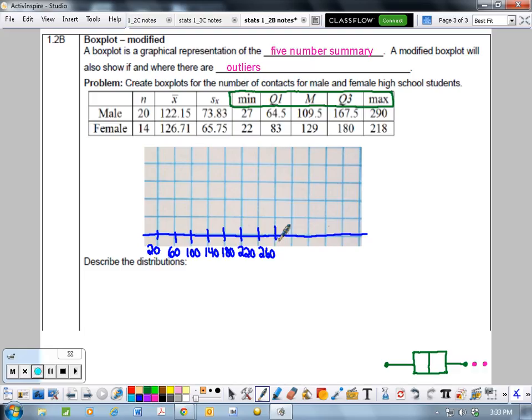260, and then 300. Now, every time we're graphing, we're not just putting our numbers on the line. We're actually stating, what do these numbers represent? And this is contacts in phone.